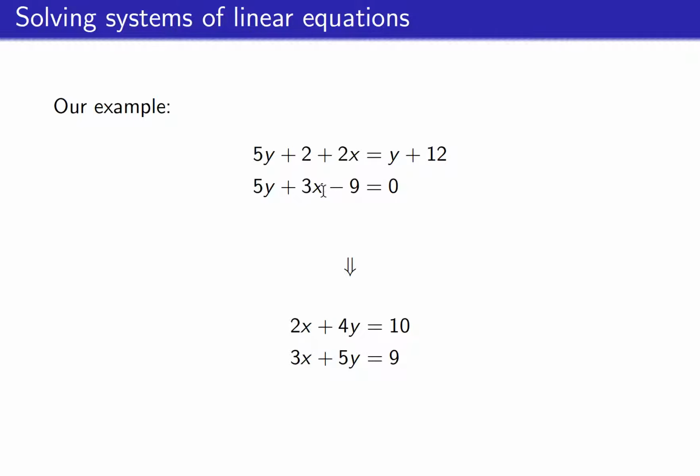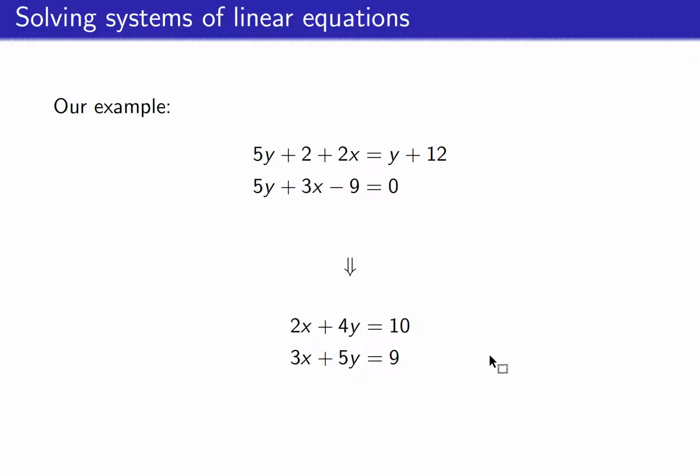Same with this one. The 3x and 5y are in the wrong order, so I'm going to put 3x plus 5y here. And the 9 is a constant, should be on the other side, so I add y to put it on this side. All right, so now that's our first step. We've put it into our standard order.